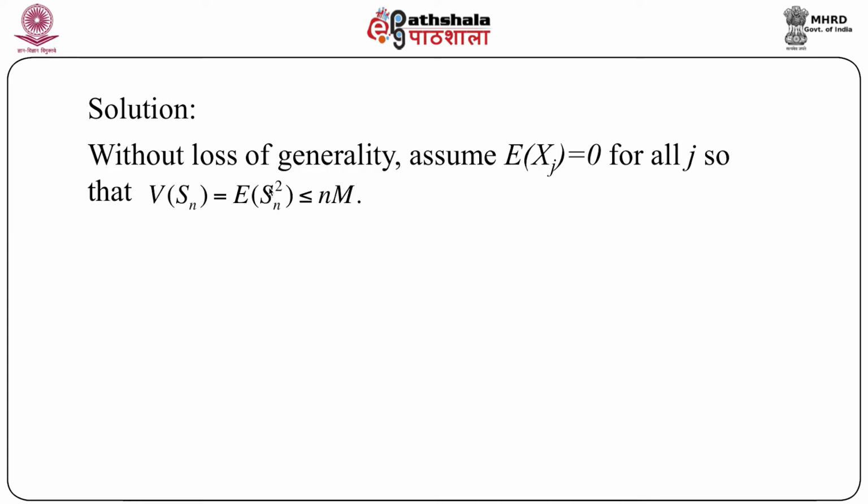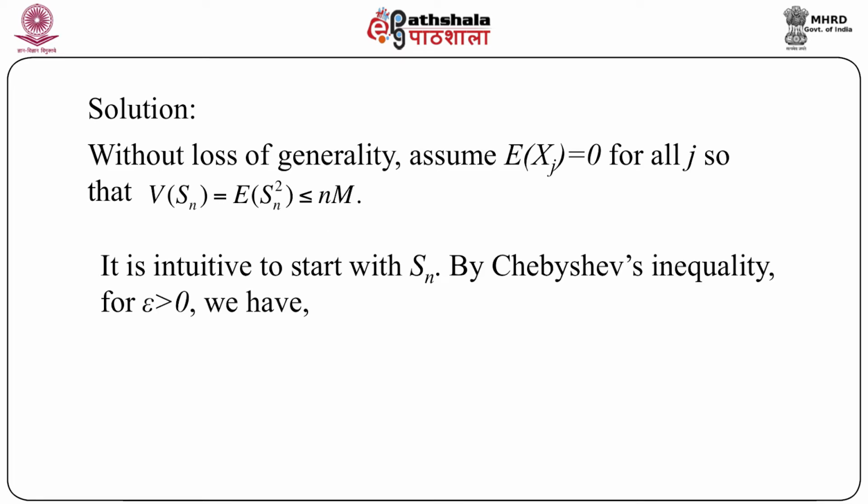It can be easily seen, because if we expand the square term we will get it, or we can directly get it from the variance of Sn. Variance of Sn is nothing but variance of summation Xi, i equals 1 to n, which is summation variance of Xi plus double sum, i not equals j, of the covariance between Xi and Xj. Since the Xi's are uncorrelated, the covariance term will vanish. So we are left with variance of Sn equals summation variance of Xi, i equals 1 to n, that means n times sigma square. Now as we know that sigma square is less than M, we can immediately write that this is less than n into capital M.